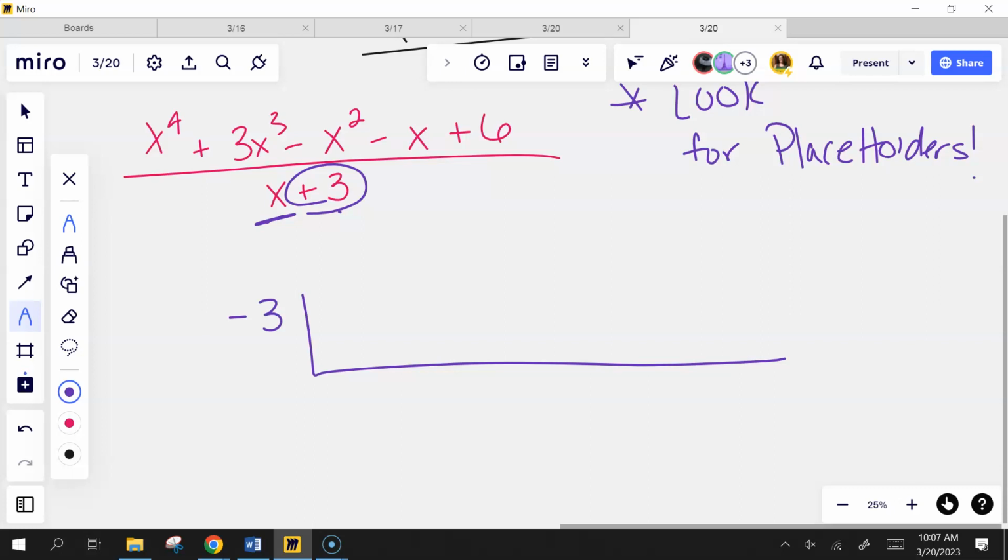All right, the first row is going to be a list of all coefficients of the top, including placeholders. Okay, so coefficients of the numerator, which would be 1, 3. What's the next one? Negative 1.